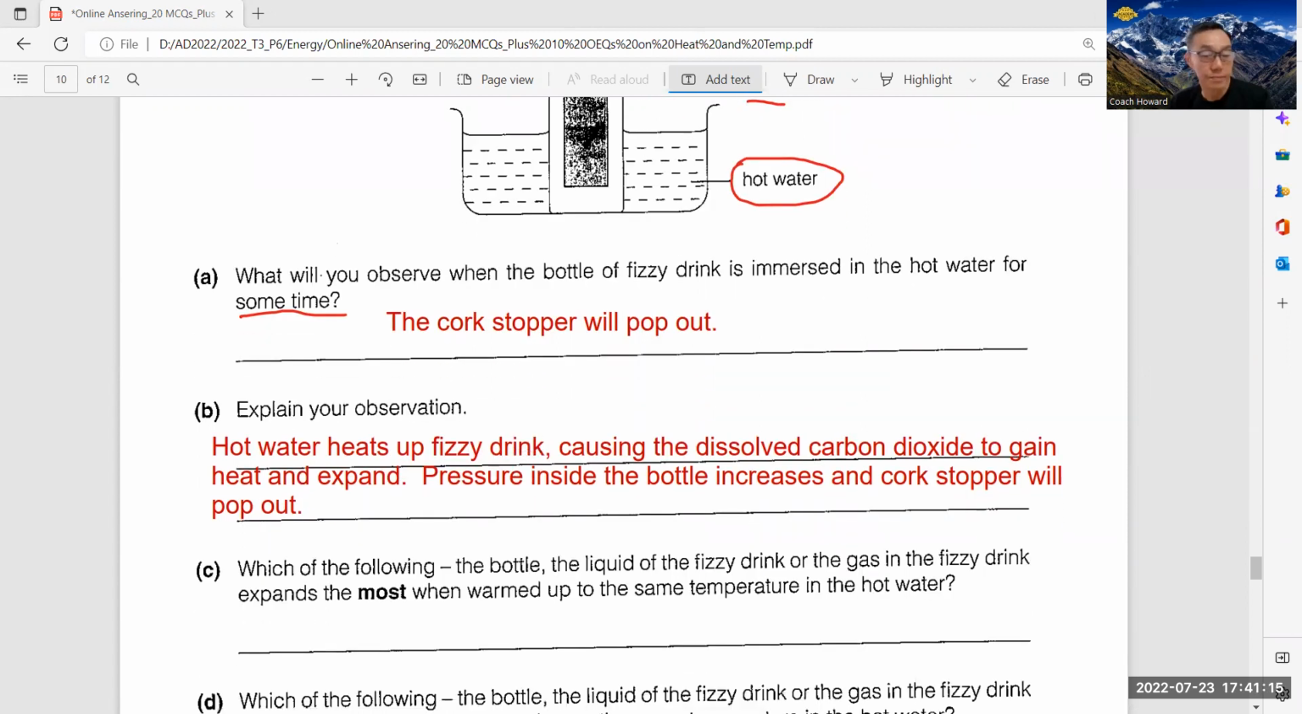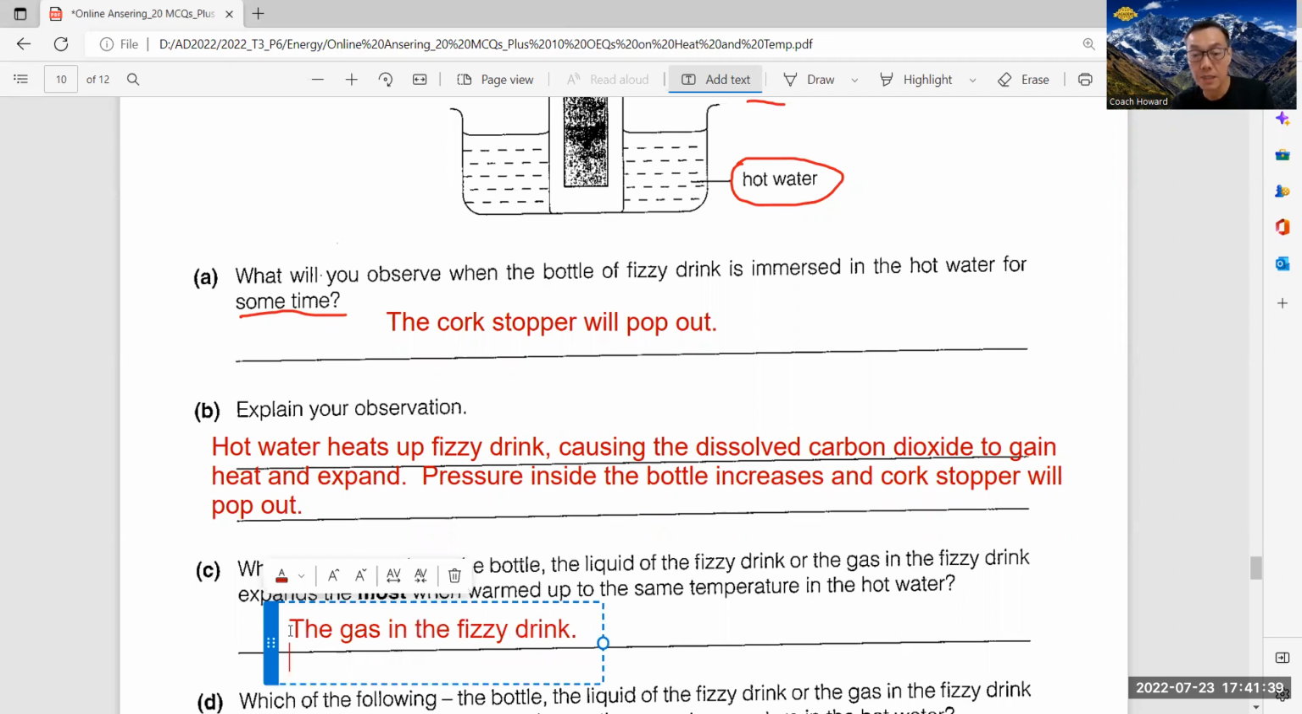Next. Which of the following, the bottle, liquid, or gas in a fizzy drink, expands the most? If you have paid attention earlier, I told you gas expands the most, right? So it's the gas in the fizzy drink. Because gas does not have a definite shape, it gains heat easily and will expand the most.